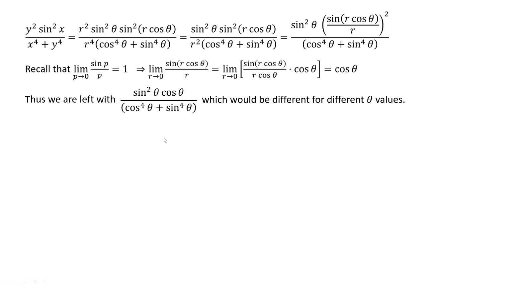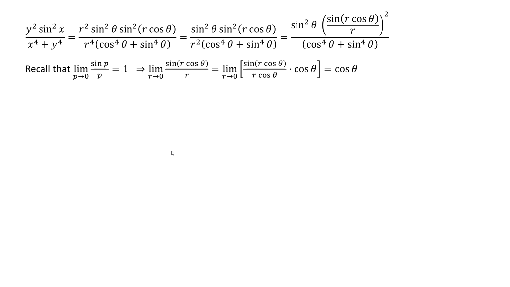Sine squared pi fourths, is that a simpler way? Yeah, that is a simpler way. This is square root of 2 over 2 cubed on the top, and the bottom is square root of 2 over 2 to the power of 4. Because cosine of pi fourths and sine of pi fourths are the same, we have square root of 2 over 2. So this becomes 1 over square root of 2 over 2, or 2 over square root of 2, which is square root of 2. That's what I think it should be.